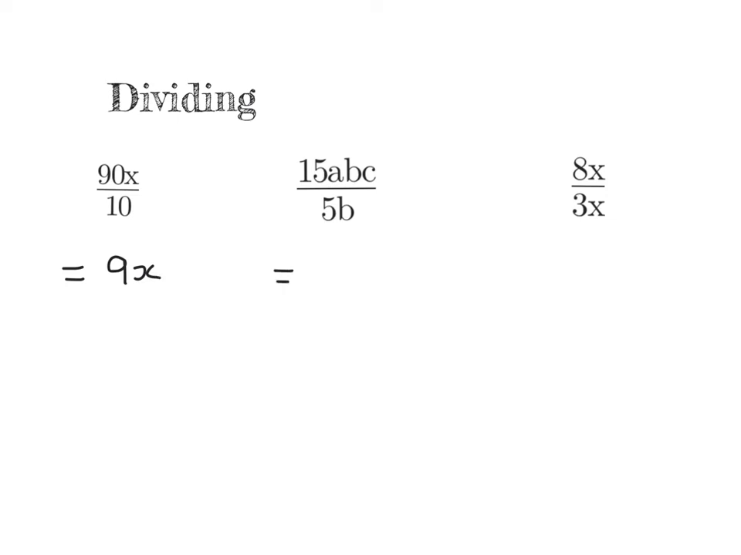In our second one, our normal numbers are 15 on top and 5, so 15 divided by 5 is 3. We do have a bunch of letters here, so what we need to look out for is that there is a b on the top and a b on the bottom. They are going to cancel out because anything divided by itself, just like 6 divided by 6, equals 1. And timesing by 1 does nothing, so we can just cancel these out, we don't need them anymore. And we end up with an A and a C.